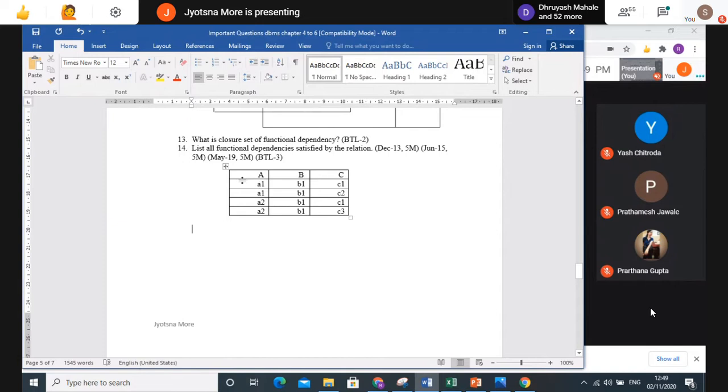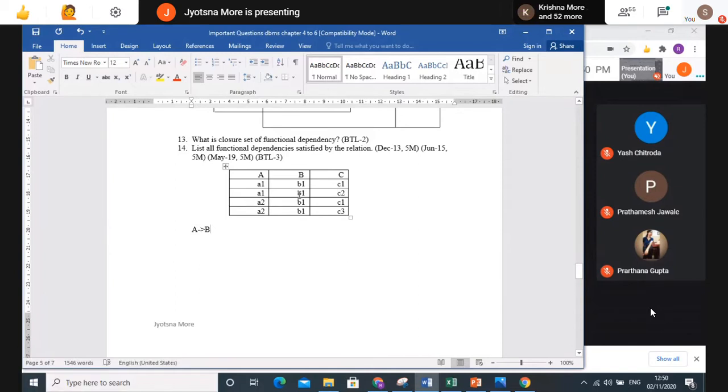Now concentrate on how to find out whether this functional dependency exists or not. So it will be A determines B. We'll check this. A is having tuple T1, A1. So B is having tuple T1, value B1. So A1 determines B1. Here, A1 determines B1. What is the definition of dependency?